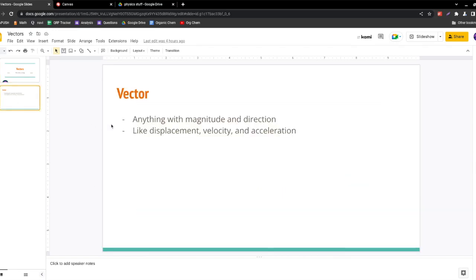So let's see. By now in your academic career, you should know what a vector is. So it's anything with magnitude and direction. And from what we've learned so far, it's things like displacement, velocity, acceleration. There's not that much to it.